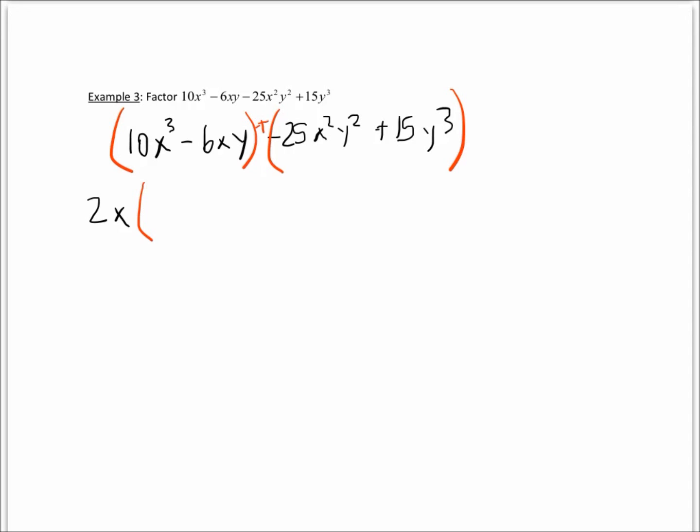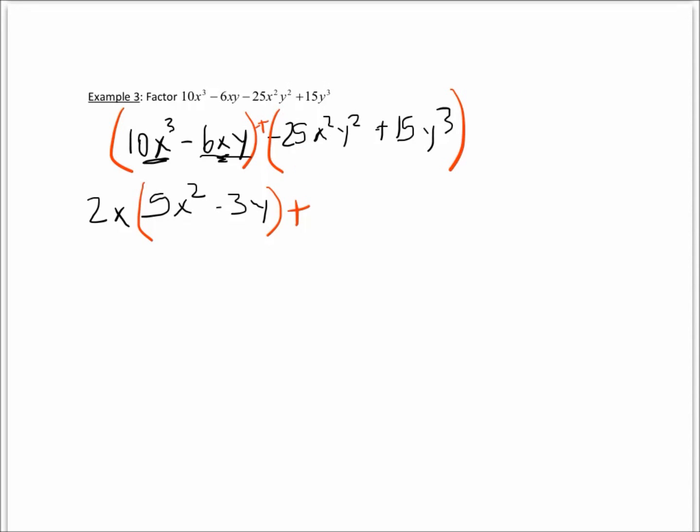10 divided by 2 is 5. I originally had 3 x's and I took one out, which means I'm left with x squared. Now out of the second term, negative 6 divided by 2 would leave me with negative 3. And out of the 1 x I originally had, I took it out, which means I'm only left with a y. Now it's time for the next group.